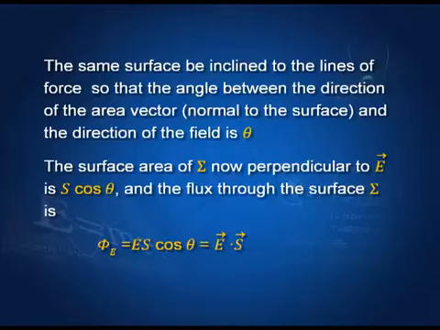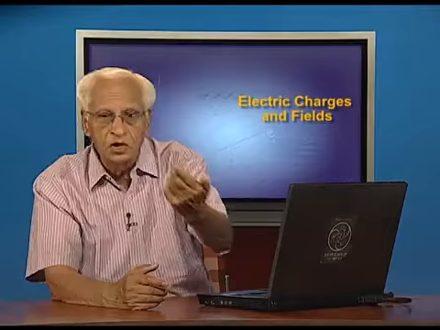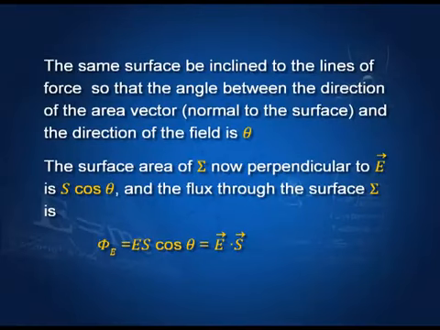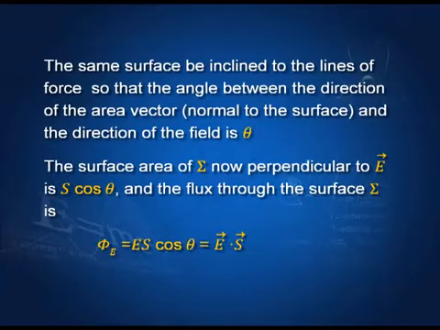Now, suppose this surface is slightly at an angle to the electric field, that is, the normal to the surface makes an angle theta with the electric field. Then the surface area of this surface normal to the lines of force or normal to the electric field is S cos theta, and therefore, the flux through this surface is now E S cos theta or E dot S.